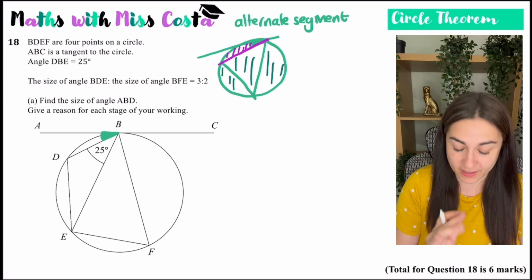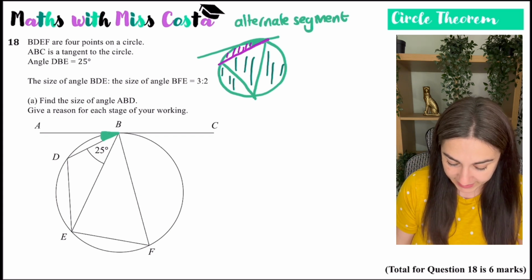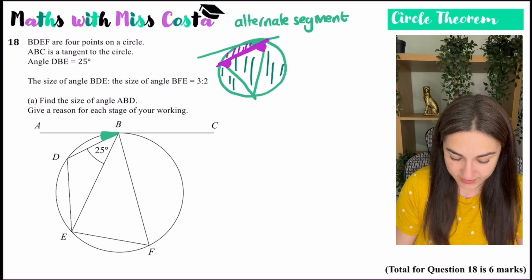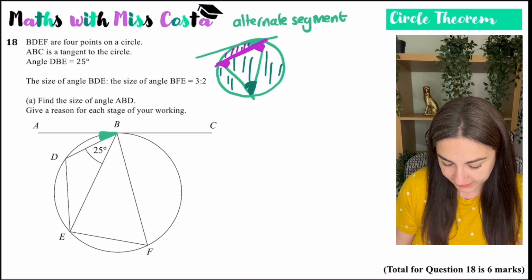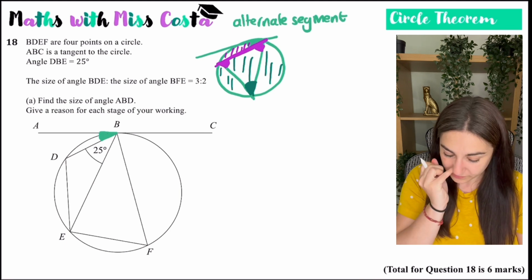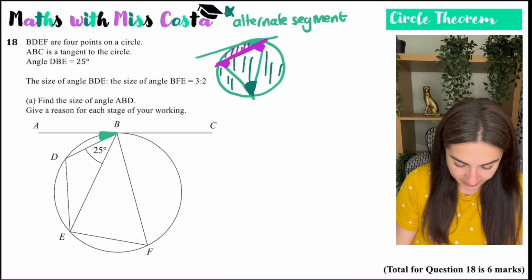But some people find that confusing. So if you just think about it as this is the chord, this angle and this angle are touching the chord, so they cannot be the alternate segment, then the only angle that is left is this one over here. So that's the alternate segment theorem. That should spring to mind.